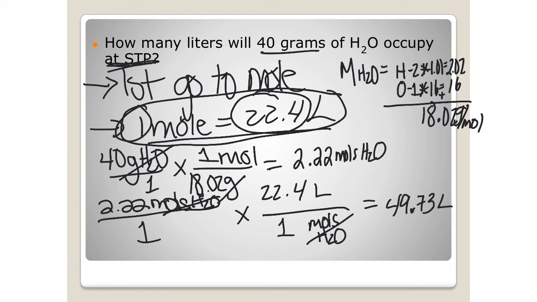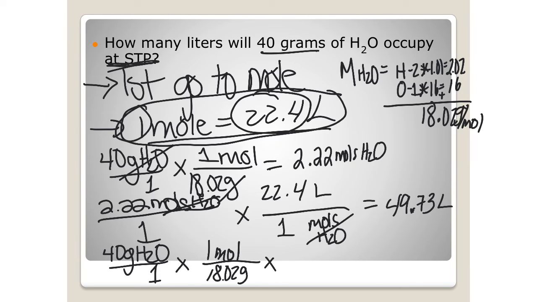Now you could have done this all as one big problem. Like you could have set this up instead as 40 grams over 1 times 1 mole over 18.02 grams times 22.4 liters over 1 mole. You could have done that and you would have come up with the same thing, which would have been 49.73 liters.